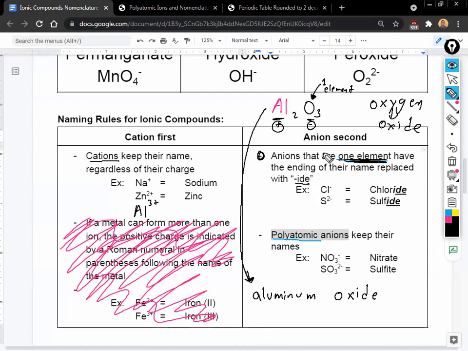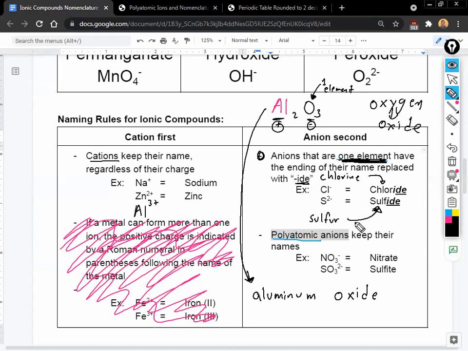Okay, so this second rule tells us that if the anion is made of one element, we change the ending to IDE. So if we have Cl, Cl is chlorine. We change chlorine into chloride. S is sulfur, and we change sulfur into sulfide. Okay, so just know that when we have an anion with a charge on it, we just change the ending of the original element to IDE.